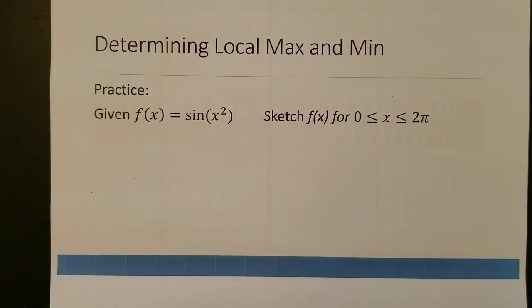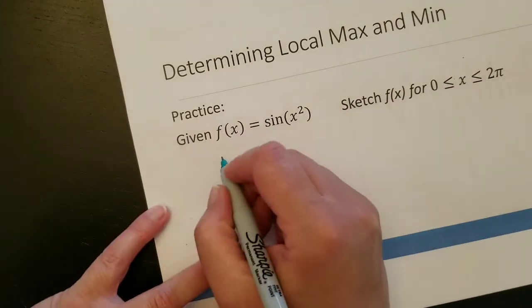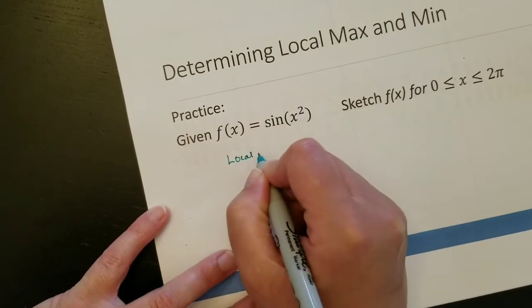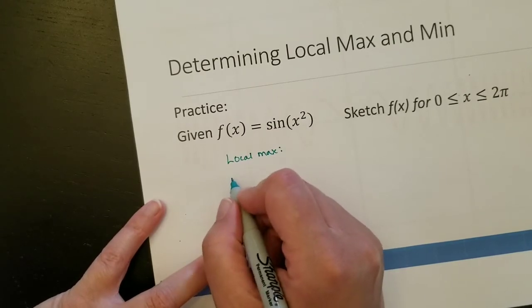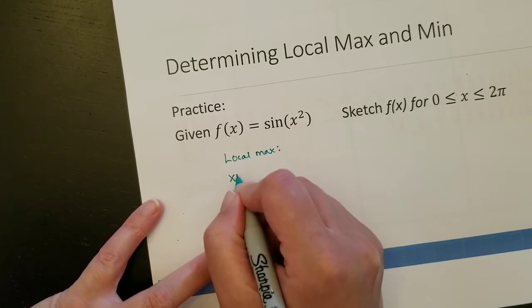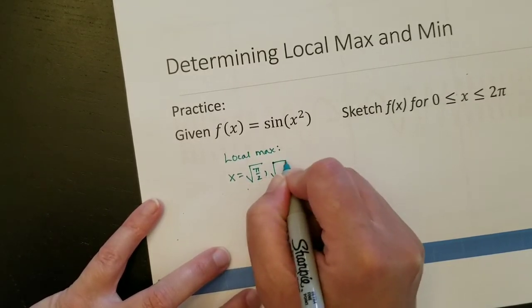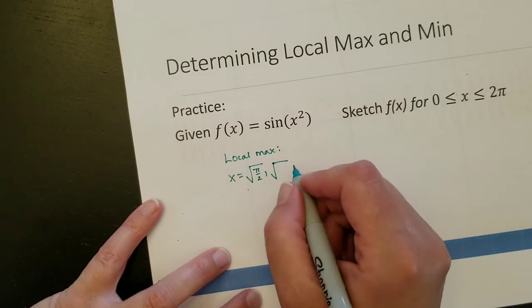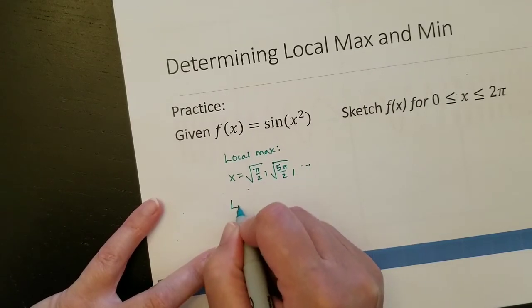So what does this look like? We can talk about the intervals of increase and decrease. We can talk about the actual values. So we know we have a local max at x equals square root of pi over 2, square root of 5 pi over 2, and local min.